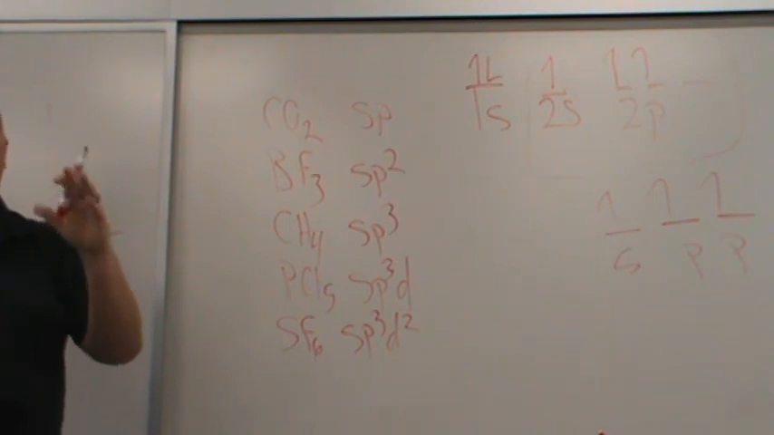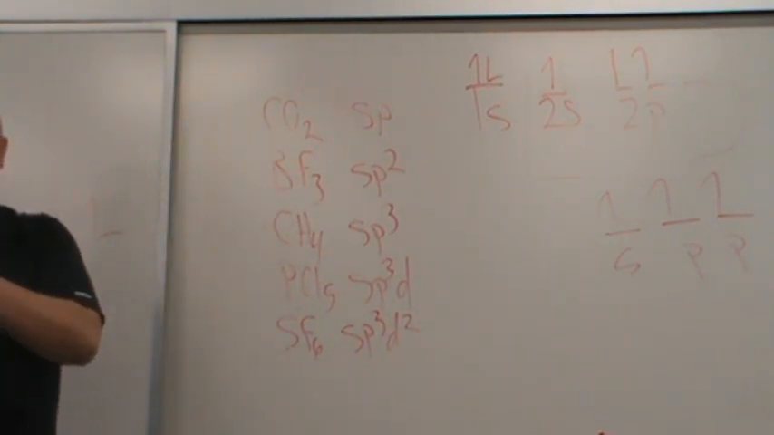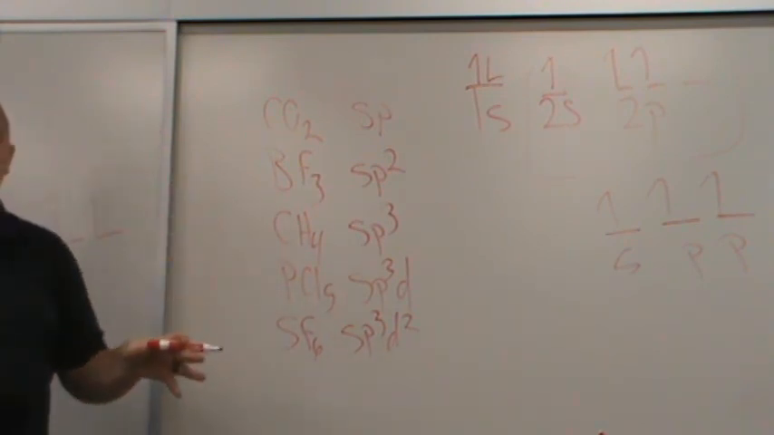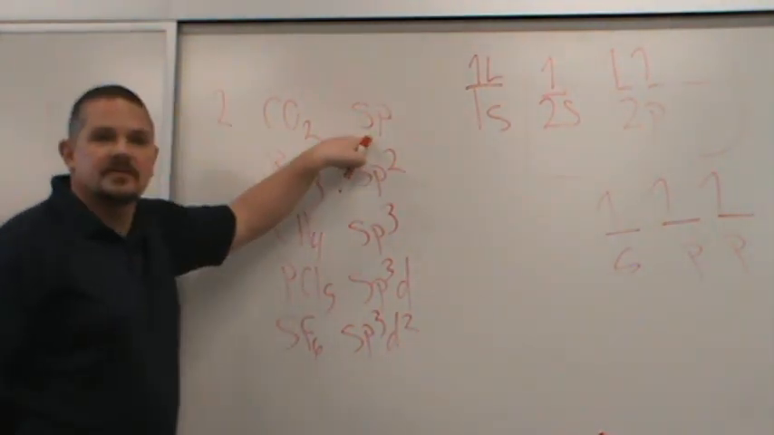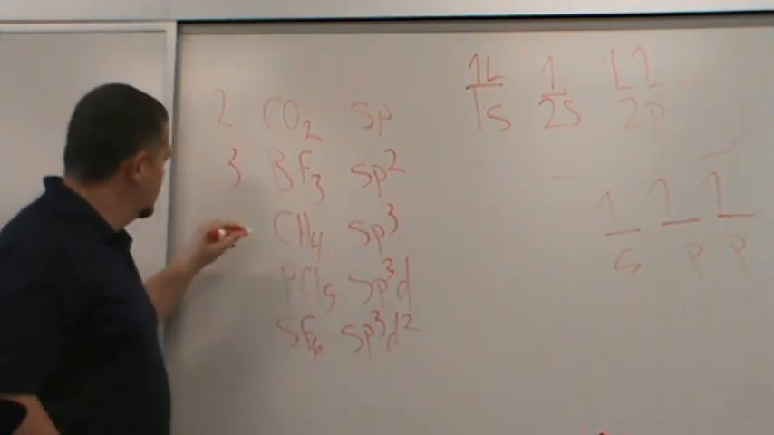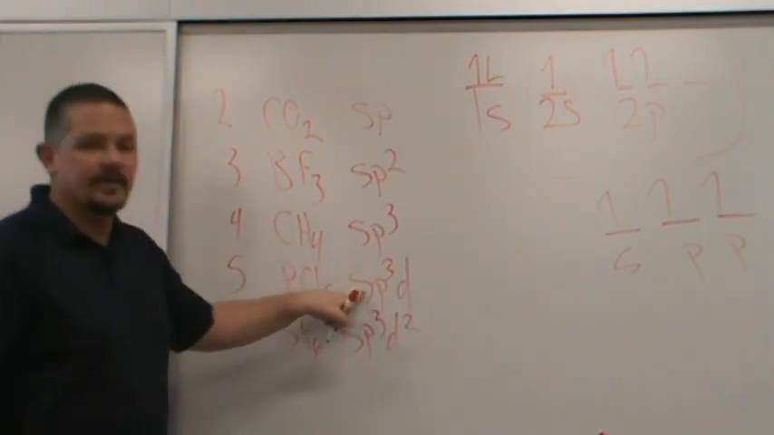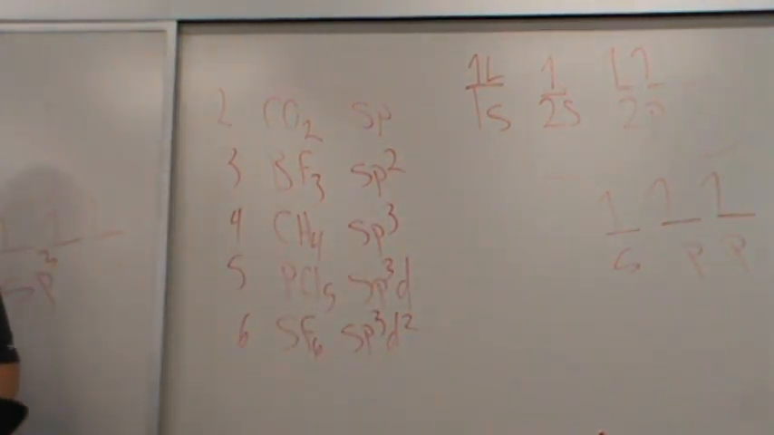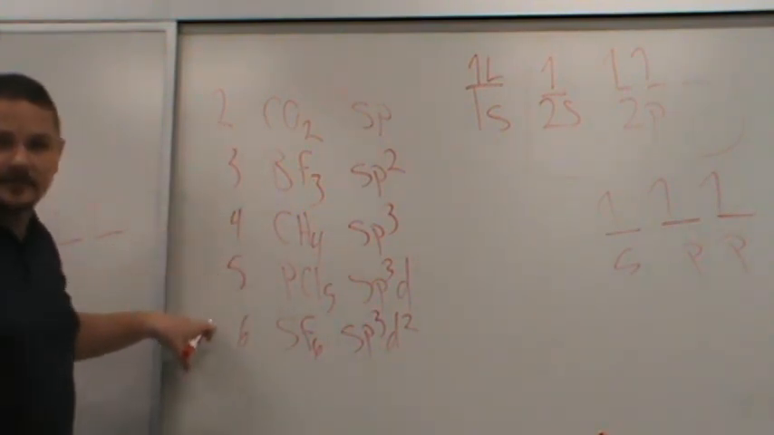Once again, you count outer atoms, but you also count lone pairs. So look at your Lewis structure again and see how many things you have coming off. If it has 2 items, it's going to be sp. If it has 3 items, it's going to be sp2. We have 4 things, sp3, 5, sp3d, 6, sp3d2. So 2 items, 3 items, 4 items, 5 items, 6 items.